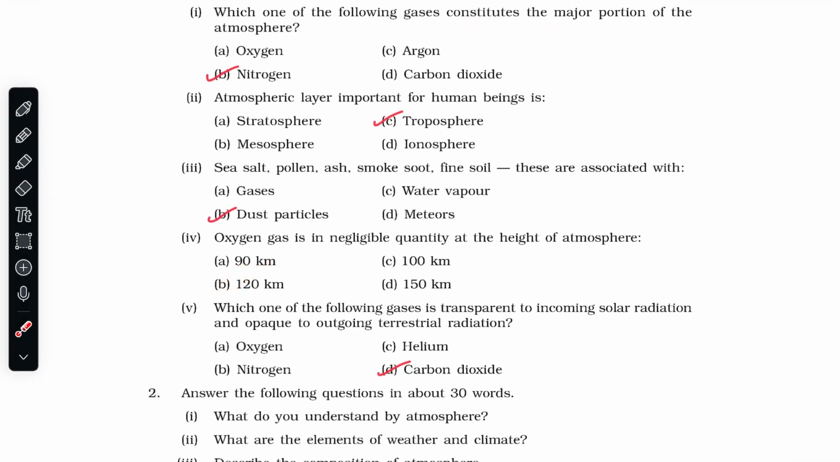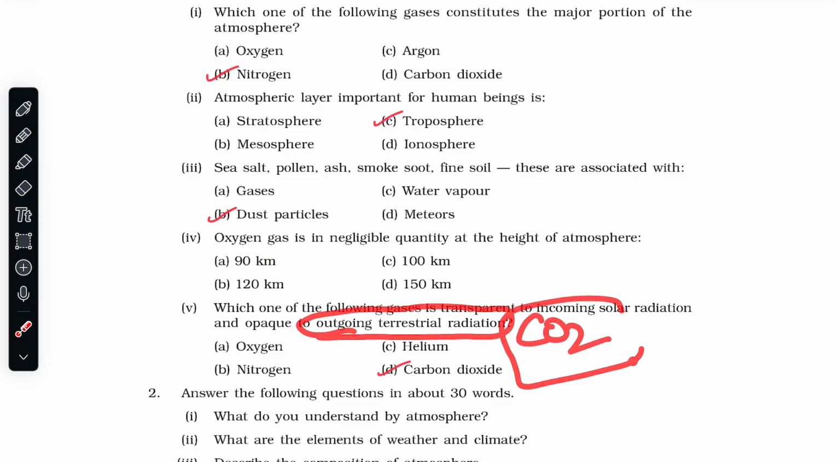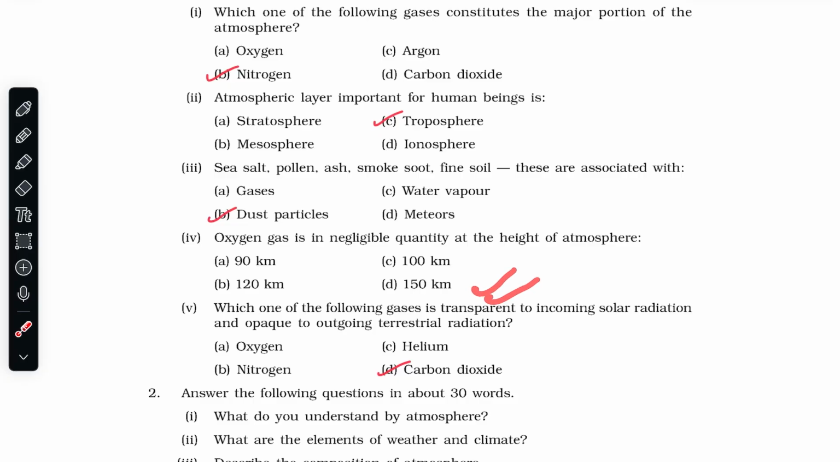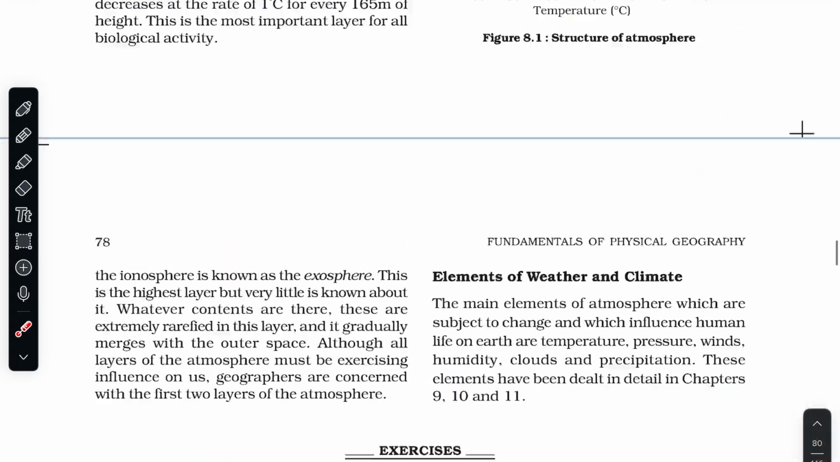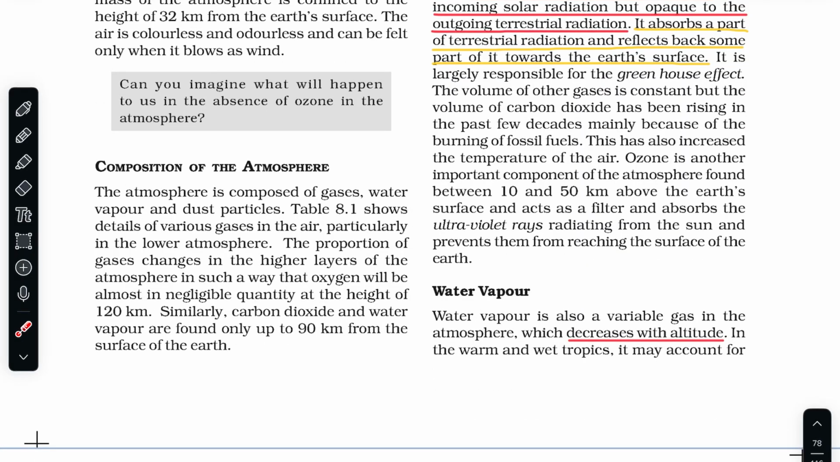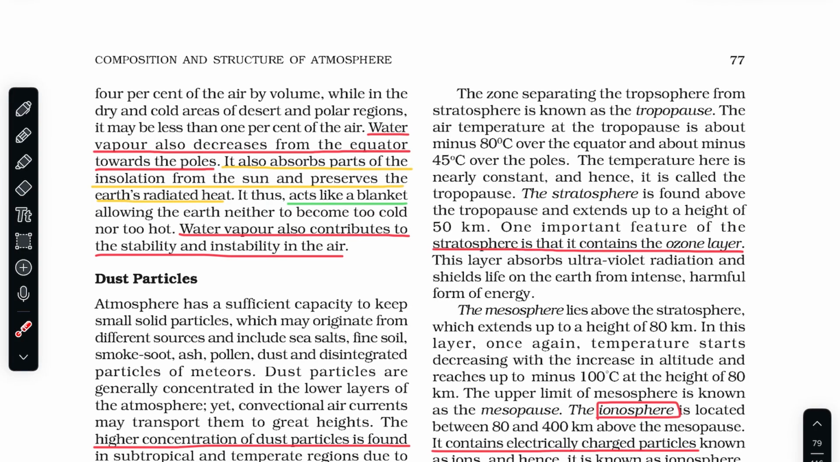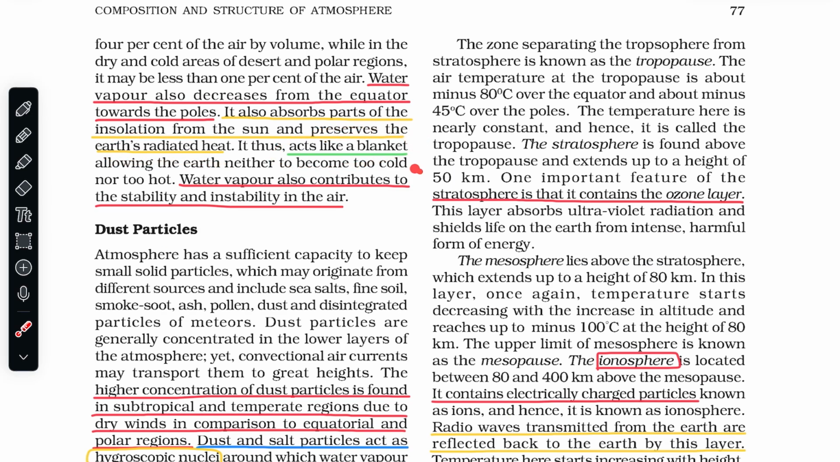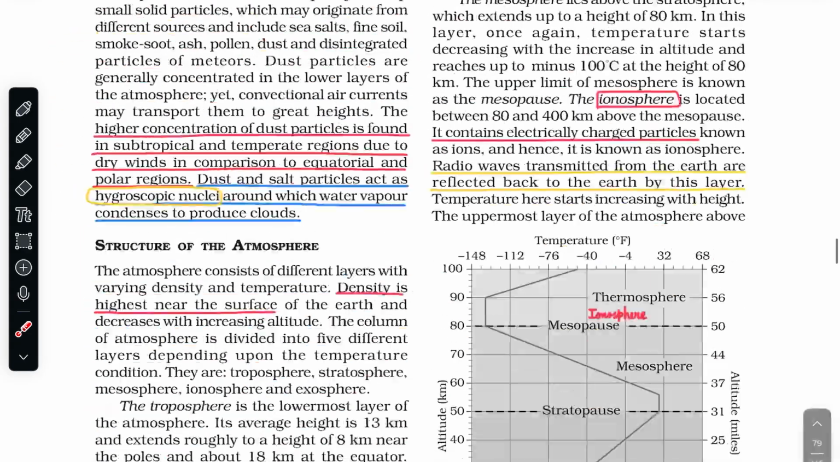Which one of the following gases is transparent to the incoming solar radiation and opaque to the outgoing terrestrial radiation? This is carbon dioxide. So it is transparent to the incoming solar radiation, whereas opaque to the outgoing terrestrial radiation. Let's just read once again about water vapor because this was asked last year. It decreases with altitude, and it decreases with latitude as well. It absorbs part of the insolation from the sun and preserves the Earth's radiated heat, thus acting like a blanket. Therefore, water vapor also contributes to stability and instability in the air.